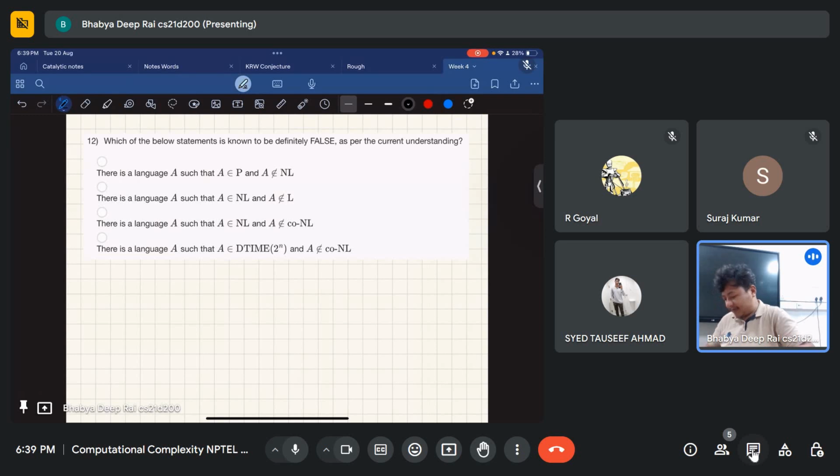Let's look at the next question from the assignment. The question says, which of the below statements is known to be definitely false as per the correct understanding? Oh, it's the same set of options, but the question is different. I'll let you think about it. Definitely false.